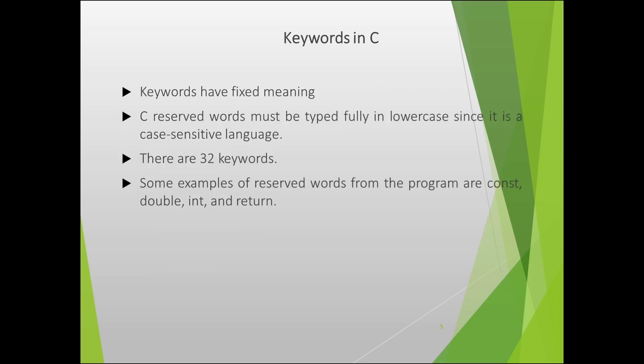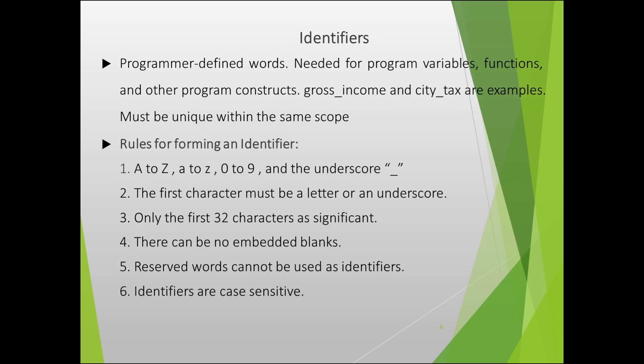So a keyword is nothing but a word that has a fixed meaning. 32 keywords are there. It cannot be changed during the program execution. For example, double, int, return, goto, main, while, for, if else, and so on. Since C is a case sensitive language, every reserved word must be typed in lowercase letters.